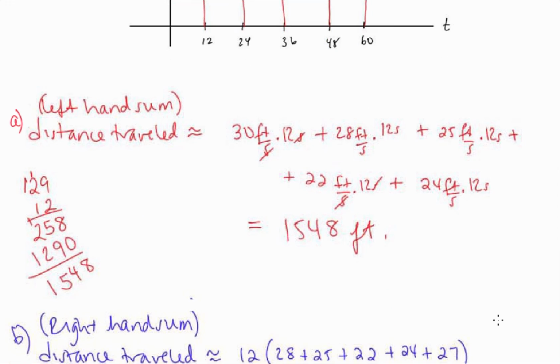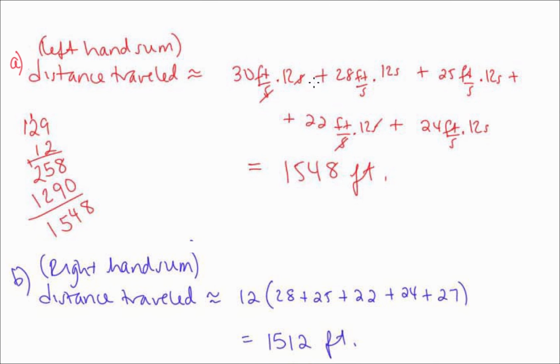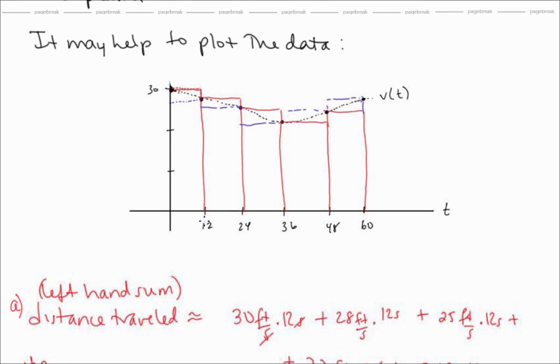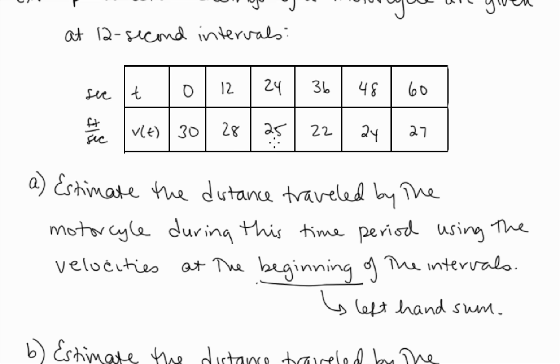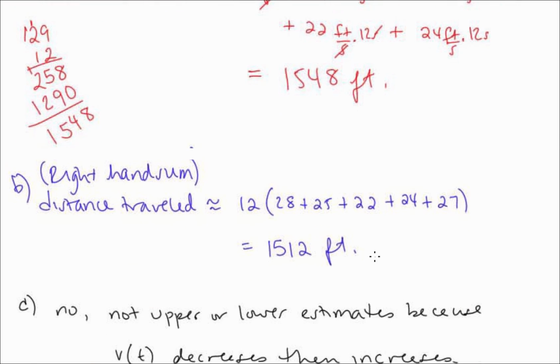And then our right-hand sum, our approximation, also has delta t being 12, so here I've factored that out. And now the function evaluations are coming from the right side of each interval. So we're starting with v of 12, and then v of 24, v of 36, v of 48, and v of 60. So we're using 28, 25, 22, 24, and 27 as our function values. And so that approximation comes to 1,512 feet.